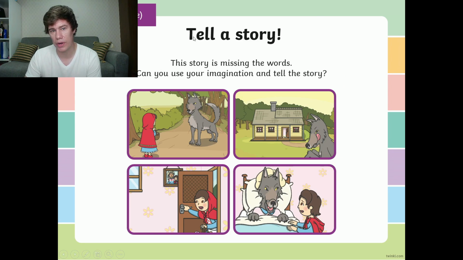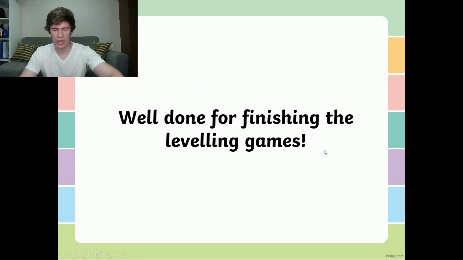They can also tell a story. This story is missing the words. Can you use your imagination and tell the story? So we've got Little Red Riding Hood here and the wolf. And yeah, that's it for the leveling games.